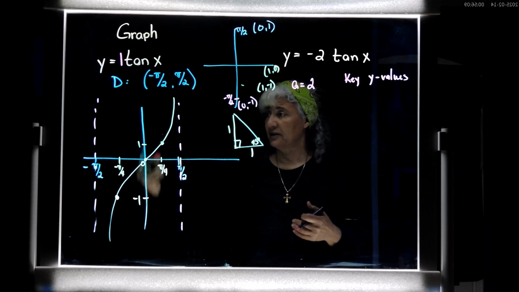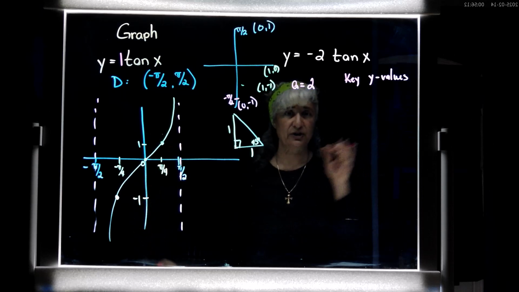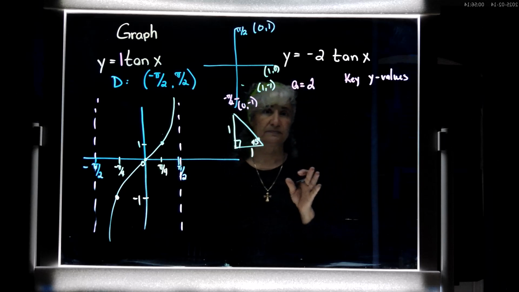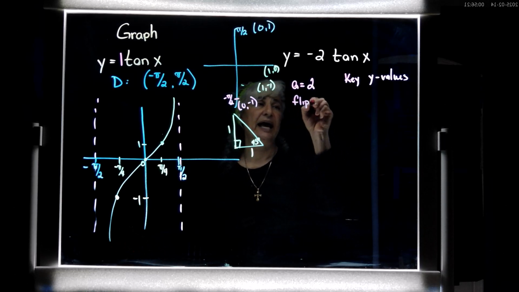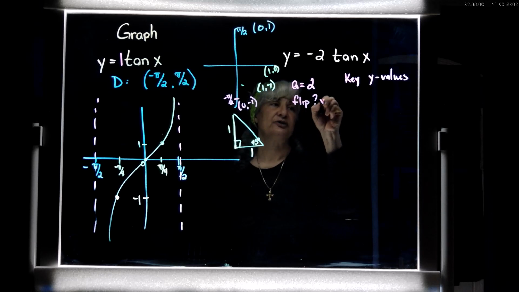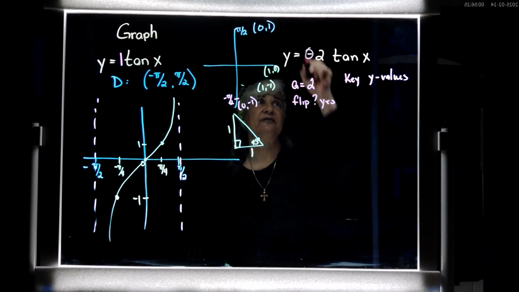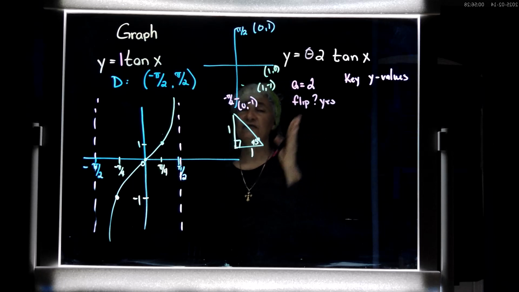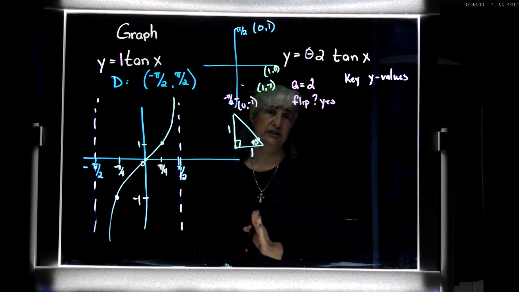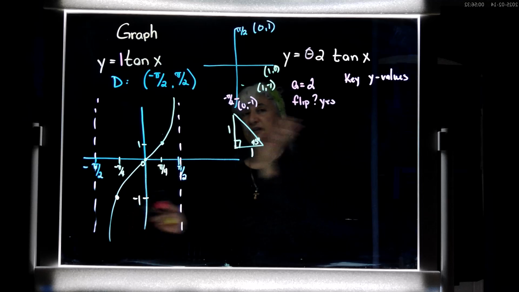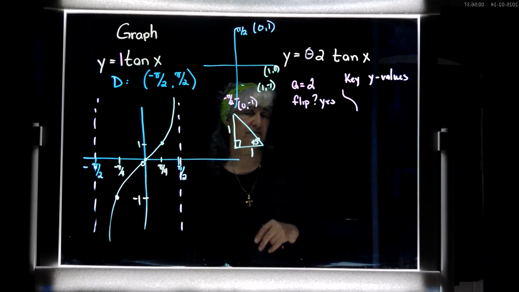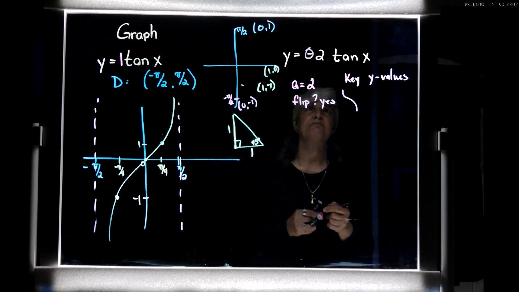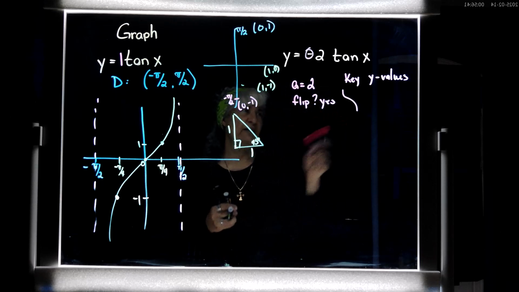Here, here, and here. So that's going to create that turn. Good? Okay. And then what do we ask? We ask if it flips, and will it? The answer is yes, because we have a negative here. So instead of going in this direction, we're going to flip it over, and it goes in that direction, the backwards. Good? Okay. So let's see what we have going on here.